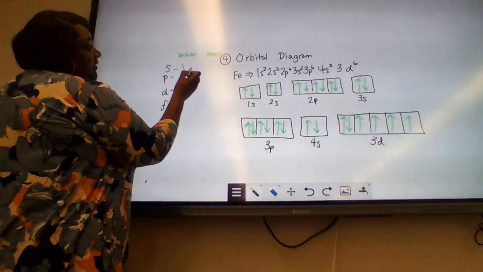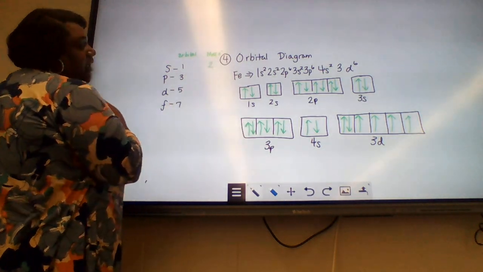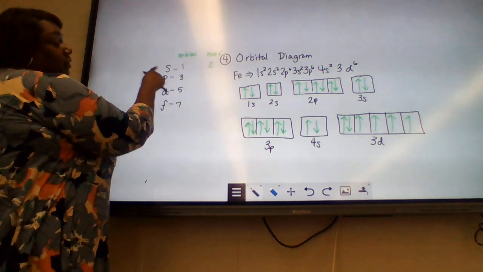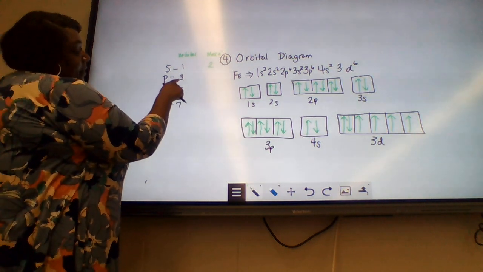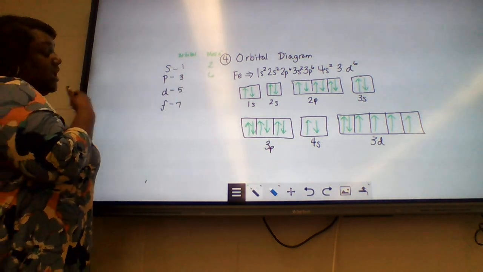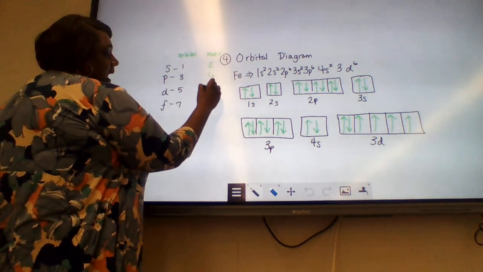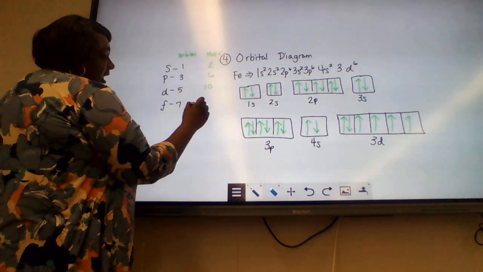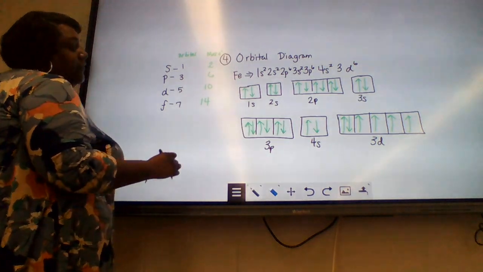So remember, if it's an S, that maximum number of electrons is going to be 2 because there's only 1 orbital. If I'm a P, the maximum number of electrons I can have is 6. If I'm a D, the maximum I can have is 10. And if I'm an F, that maximum is 14.